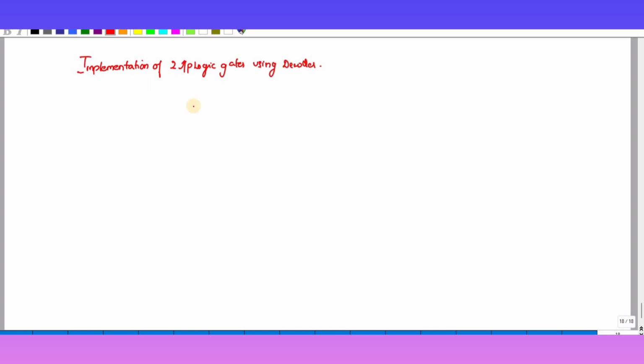So what is a decoder? Decoder formula is n to 2 power n, with one enable pin. This is your input, n is your input, and 2 power n is your output.